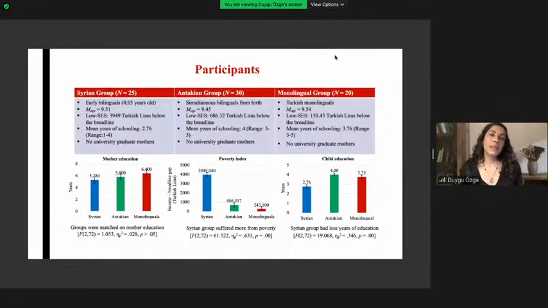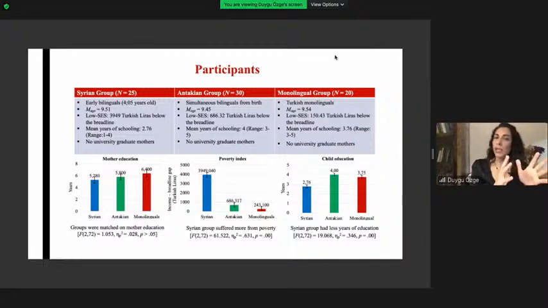So we tested Syrian children. The mean age of children was 9.5, and they were all coming from a low SES group. They had 2.7 years of schooling so far. And this was our test group, and we compared the Syrian group to two different control groups. One was an Antakyan non-refugee bilingual group. The other was a monolingual group.